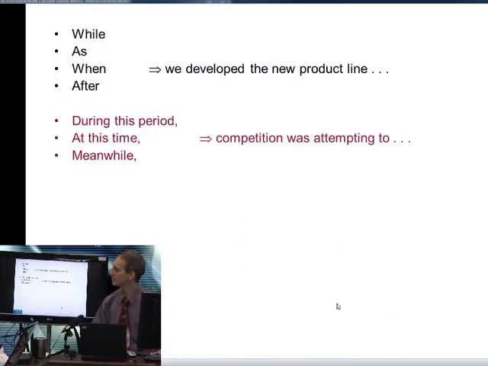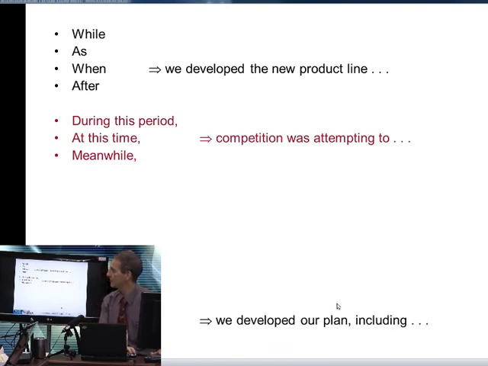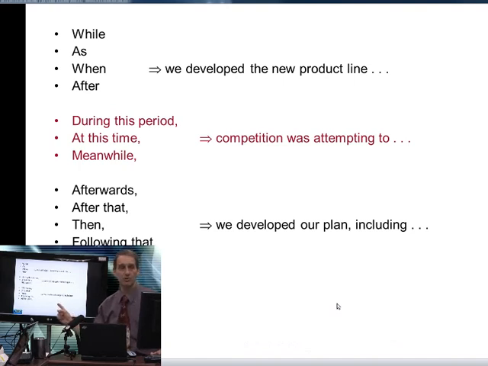Okay? During this period, at this time, meanwhile is a good one. It's not so easy to use, but it's a good one. Meanwhile, competition was attempting to enter our new market. Meanwhile, it's signaling we're moving on to another topic, another paragraph. Here are some good ones. Afterwards, we developed our plan, including our new sales price. Afterwards.